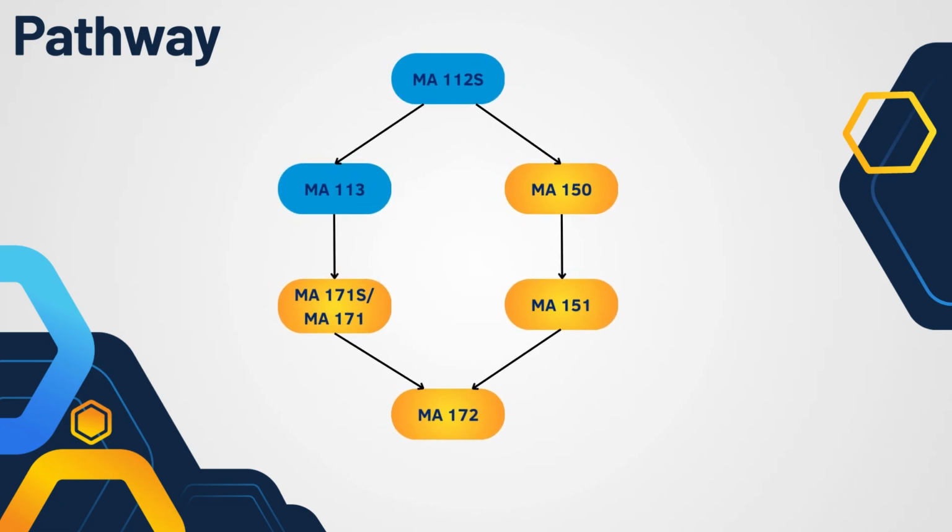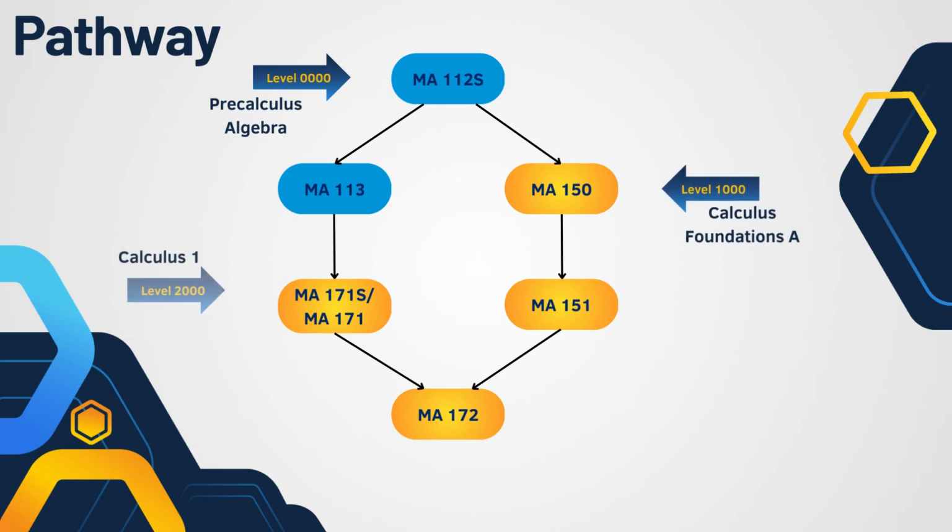Now let's take a look at your math pathway. Here are our starting points. You'll notice that placement levels 2000 and 3000 point to the same node. This is because MA 171S and MA 171 both result in the same credit, but MA 171S includes some additional support for students who may otherwise not be eligible to jump straight into calculus.